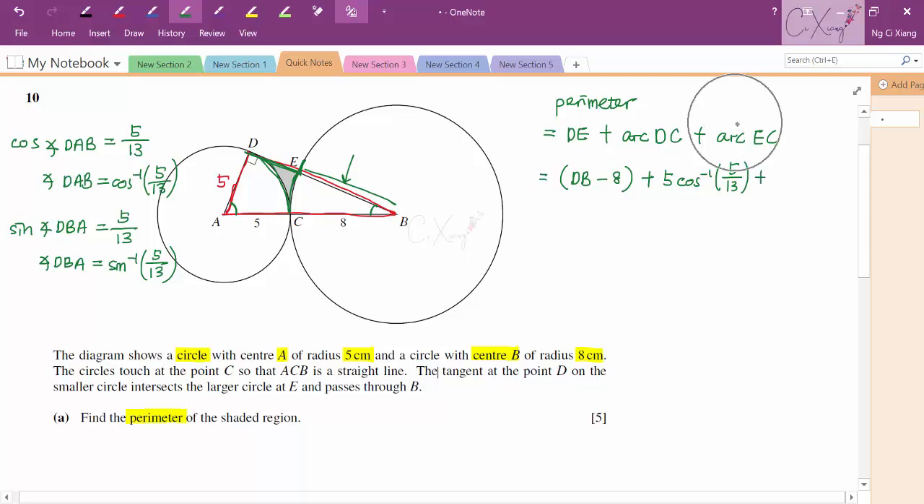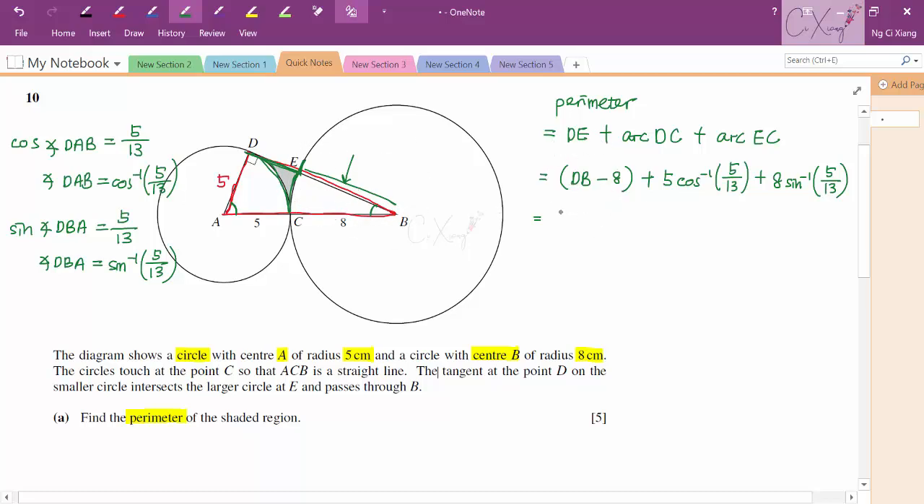Okay, then for the arc EC, again, the arc EC is actually from the bigger circle, the larger circle. Then r theta will be 8, r will be 8, and the theta here will be this one, angle DBA. So you will have 8 sine inverse 5 over 13.